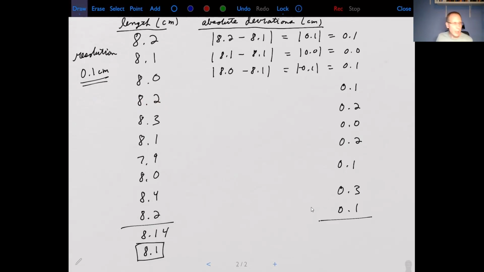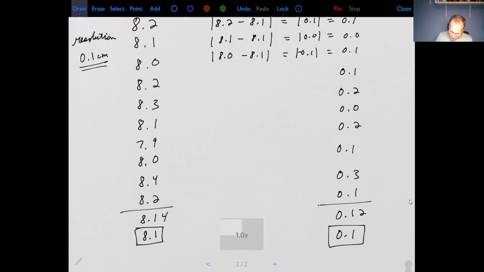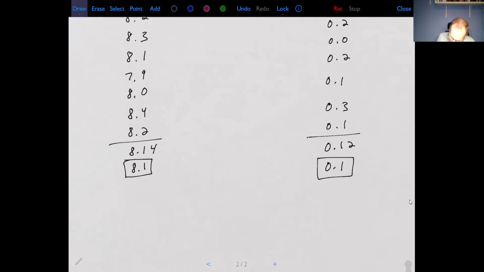Okay, now what? So now what I want to do is average those absolute deviations. If you average these, you're going to get 0.12. So if you add these up and divide by 10, you're going to get 0.12. But then you want to round again to the resolution of the instrument, which is one decimal place. So this is going to be 0.1. So this right here, this is what's called the average absolute deviation.